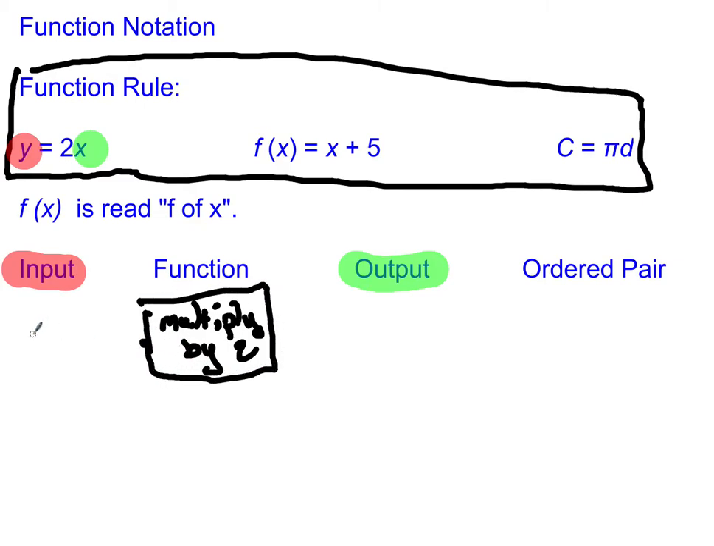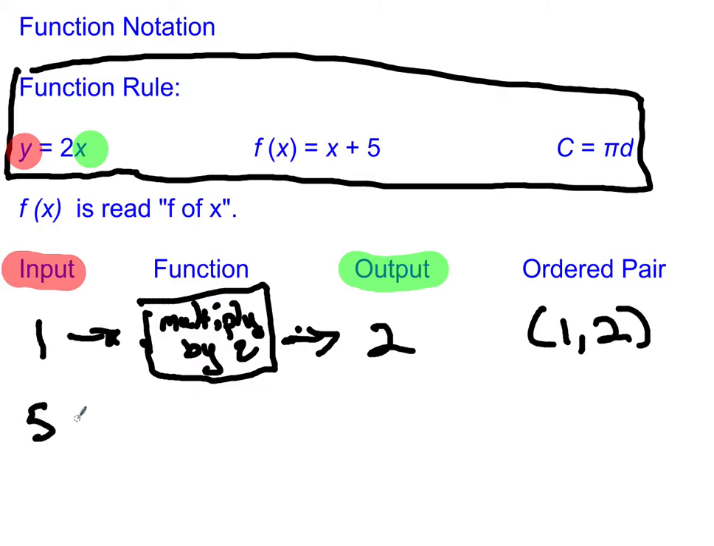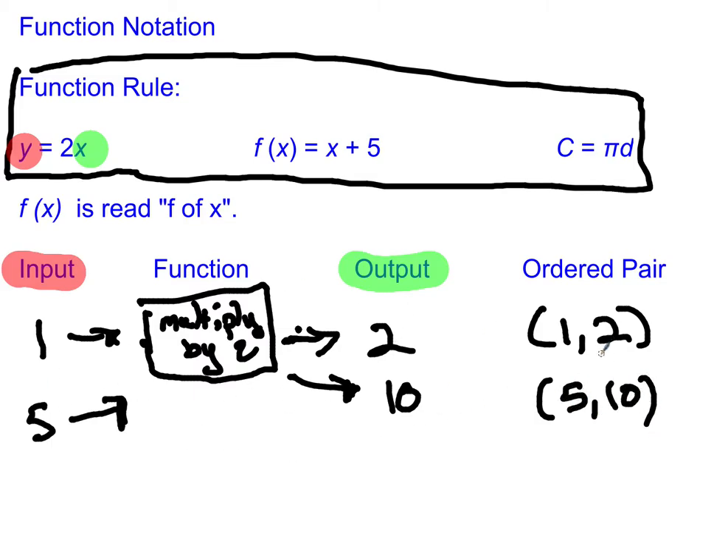Okay, the input is 1. It goes into the function, it gets multiplied by 2, it comes out as 2. And now we have the ordered pair 1, 2. Let's say the input is 5. It goes into the function, it comes out as 10, and now we have the ordered pair 5, 10. You could do this as many times as you want, and that's what this function rule represents. It's saying all inputs multiplied by 2 give you the output.